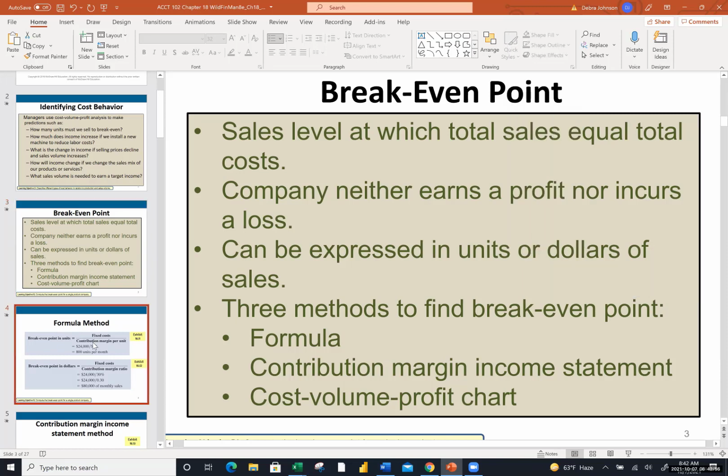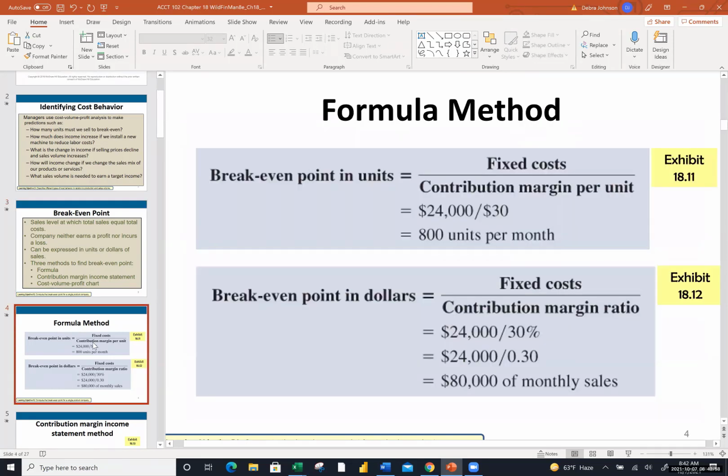We've been pretty focused on this formula method. So if these 2 formulas are not in your notes, these are critically important formulas. The first one shows us how to do the break-even point in units, and we will review that today. And the second one shows you how to do the break-even point in dollars. Both are important. We'll be using both today.